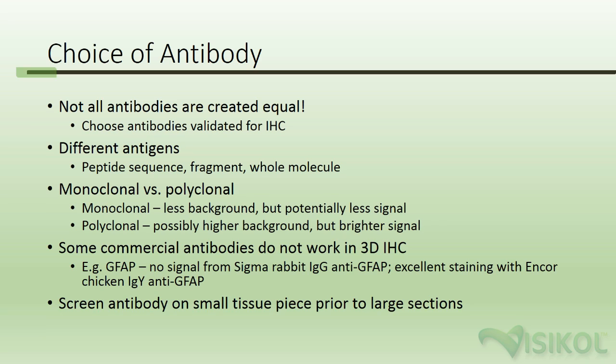Monoclonal versus polyclonal antibodies. With monoclonal antibodies, you'll get less background, but potentially less signal. With polyclonal antibodies, there's possibly higher background, but you get a much brighter signal.